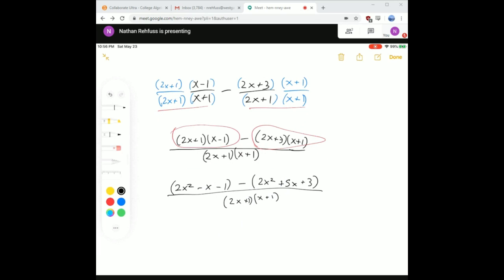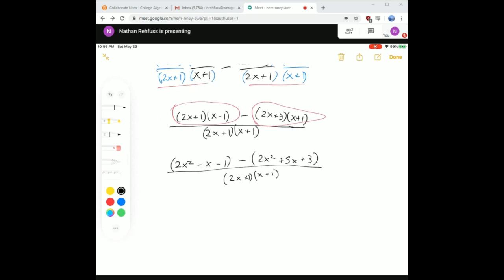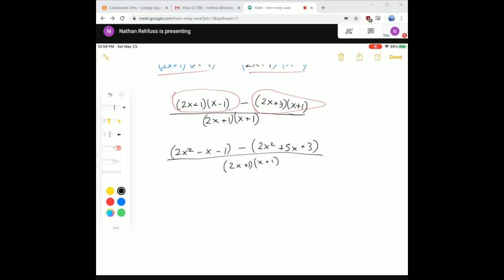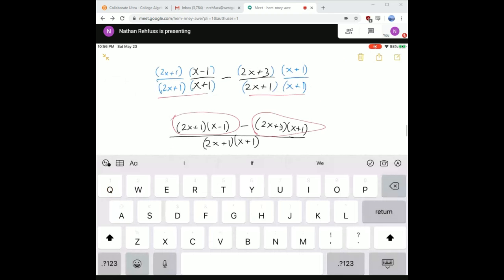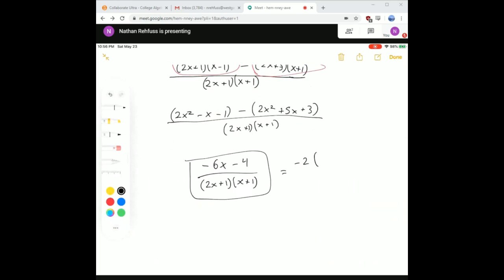Up top, subtracting term by term. 2x minus 2x is nothing. Negative x minus 5x, negative 6x. And negative 1 minus 3 is minus 4. Down here we got 2x plus 1 times x plus 1. If you want, we can leave this as the final answer. Or we could pull a minus 2 out of the numerator, since technically it comes out, and have a 3x plus 2, just to check that it doesn't cancel with either of the factors down here. It doesn't, so either one of these is good as a final answer. It doesn't matter which one you pick.